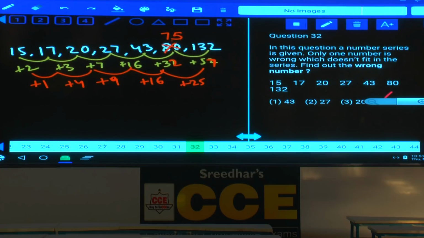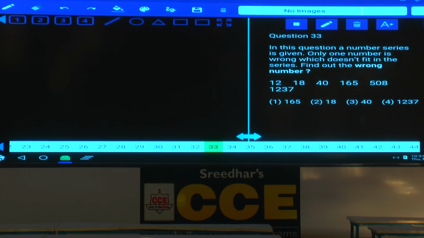And this is about question number 32, choice 4. Then 33. Now in this 33, the numbers are 12, 18, 40, next 165, then 508, and next one 1237. 1237 are the numbers.